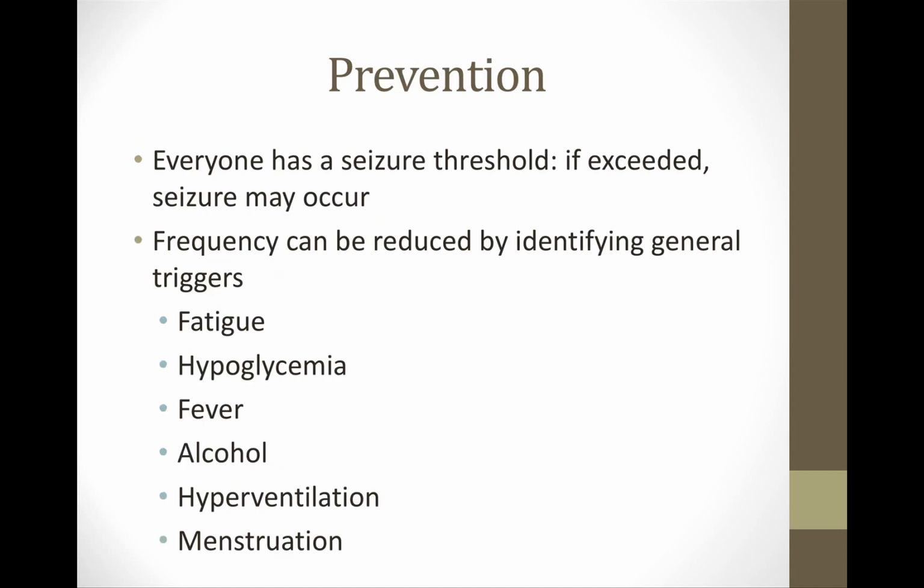So, how can we prevent this? Well, sometimes you cannot, because it's that idiopathic thing. We can't do anything about idiopathic. And everyone has a seizure threshold, and if it is exceeded, the seizure may occur, especially if you're prone to that. But they have noticed that in people that are prone to seizures, certain things can trigger them, like fatigue, hypoglycemia, fever, alcohol consumption, hyperventilation, or menstruation, are all things that can lead to the person having the seizure that is triggered.